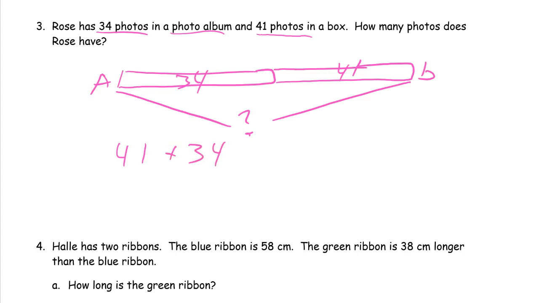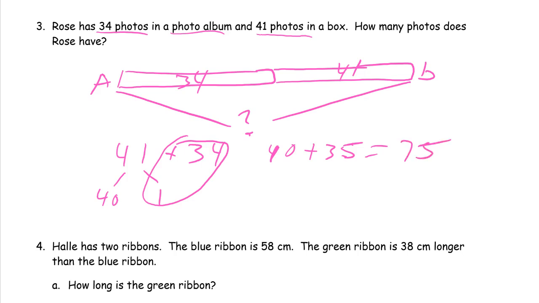Let's just write this out. So if we wanted this to be a 40, right? One. Suppose we did this. That's going to be 35, and that's 40. So we're going to have 40 plus 35. We give that extra one. Then now we can just look at the digits and solve this mentally. 75. And our number bond strategy here shows how we got easier numbers to work with. Rose has 75 photos in all.